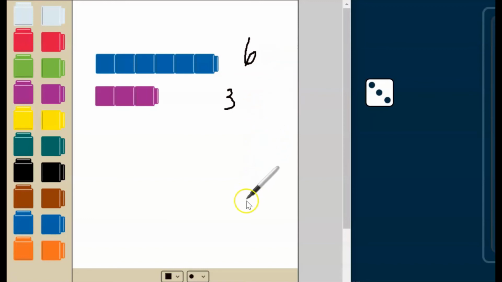Your teacher's going to pause the video. So you probably talked about 6 is more than 3, and 3 is less than 6. And you're right. 6 is more than 3. We can see when the 3 stick ends, the 6 stick keeps going. 6 is a bigger number. That means 6 is more than 3, and 3 is less than 6.